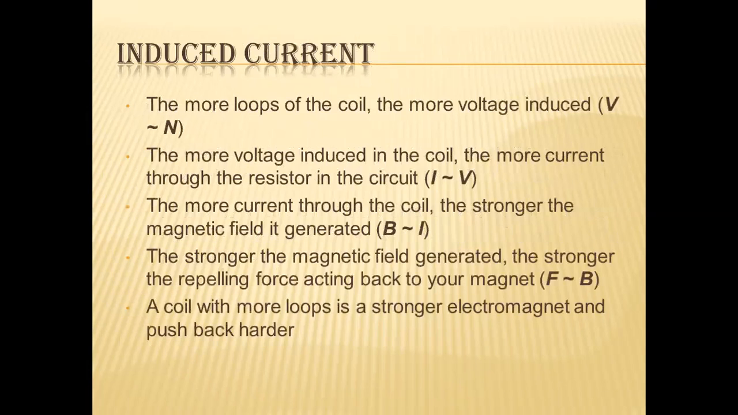As there is induced voltage, there is induced current generated in the coil, which depends on various factors. The more loops of the coil, the more voltage is induced. The more voltage induced in the coil will give rise to more current through the resistor in the circuit. The more current through the coil gives more magnetic field. The stronger the magnetic field generated, the stronger is the repelling force acting back onto the magnet. A coil with more loops is a stronger electromagnet and pushes back harder.